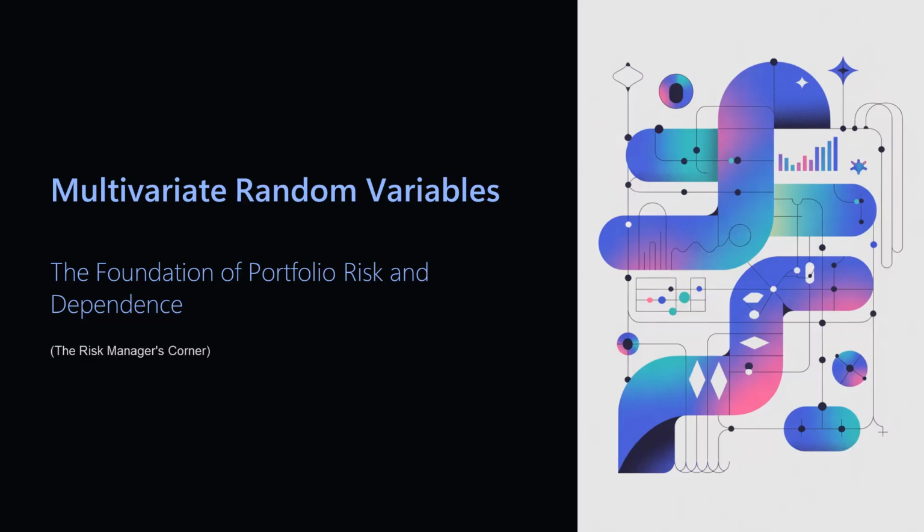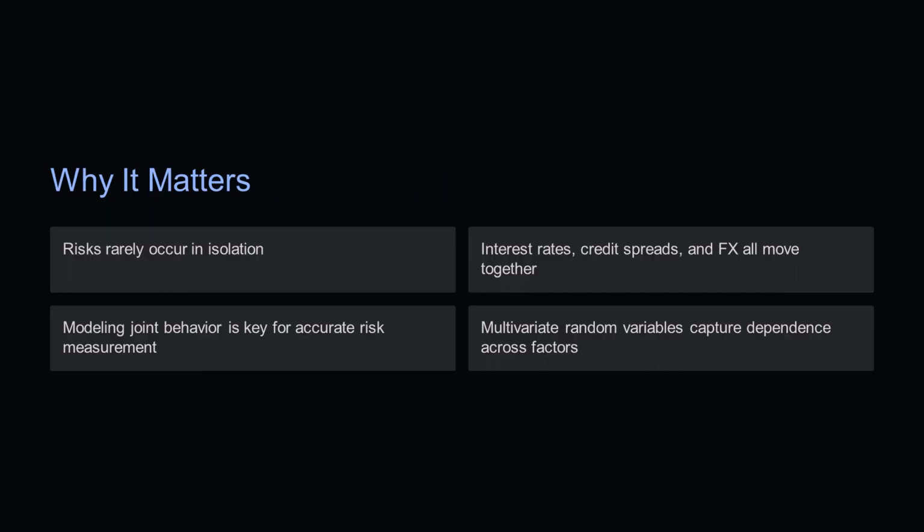In this episode, we dive deep into multivariate random variables, one of the most important foundations for understanding how risks interact in the real world. If you've ever asked questions like, why do asset returns move together? Why do diversification benefits disappear in a crisis? This episode is for you.